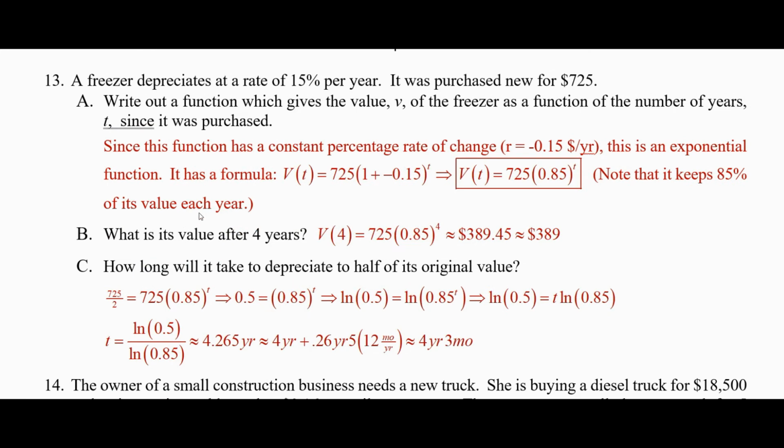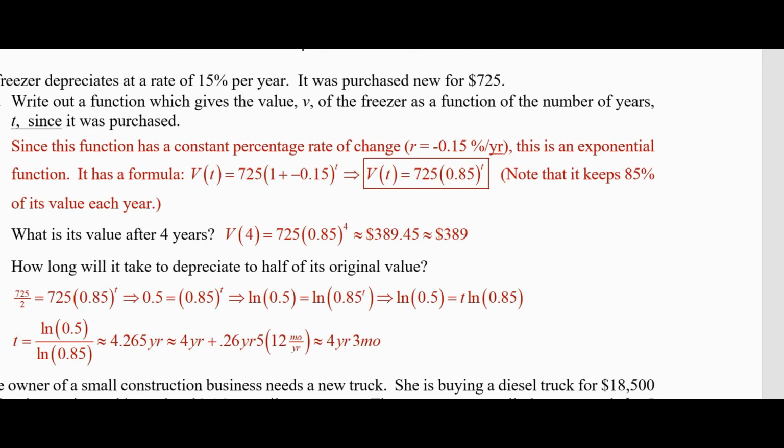A freezer depreciates at a rate of 15% per year and is purchased new for $725. Since it's 15% each year that's going down, this is an exponential decay function. Okay, and the rate of change there is negative 15%, in decimal form negative 0.15, and the units of that are dollars per year. That's not correct. That's not dollars per year, that's percent per year, because it's a constant percentage change.